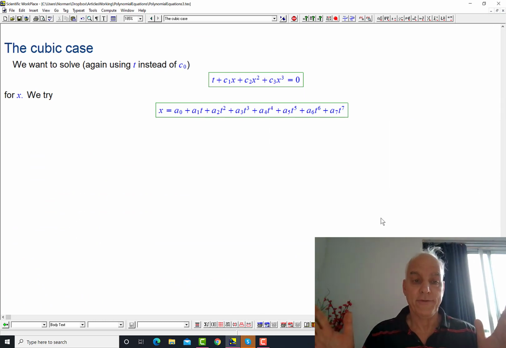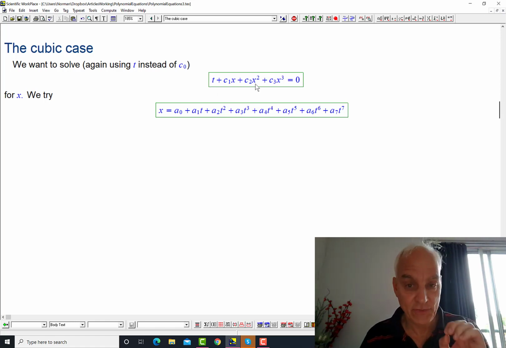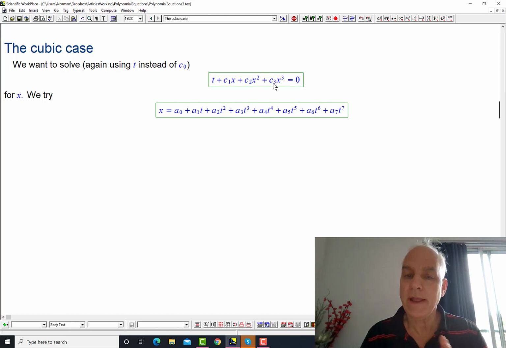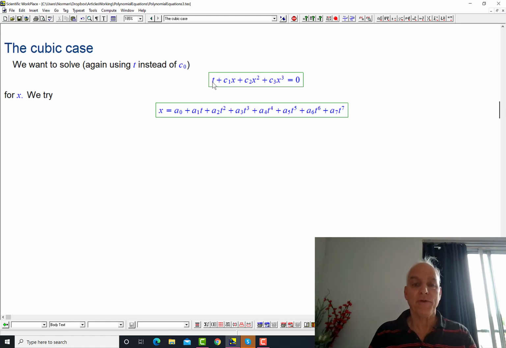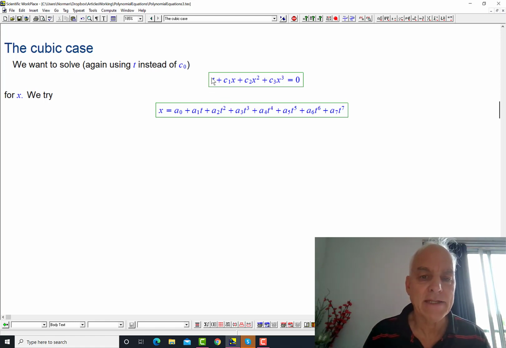Okay, the cubic case. So here is our general cubic equation: t plus c1x plus c2x squared plus c3x cubed equals 0. Where again, we're using t instead of c0 because we're going to follow the rather successful road that we traveled down with our quadratic case, where we're going to expand things in powers of t. And we are going to solve this for x, hopefully. And maybe you will try the same kind of story.